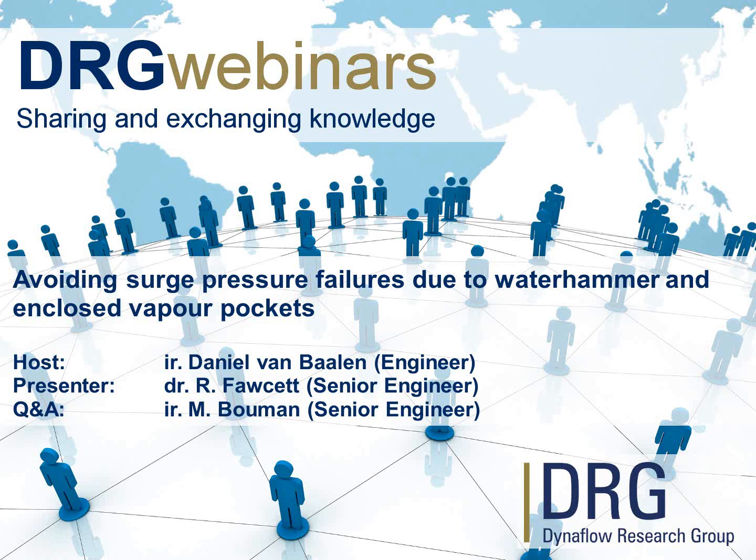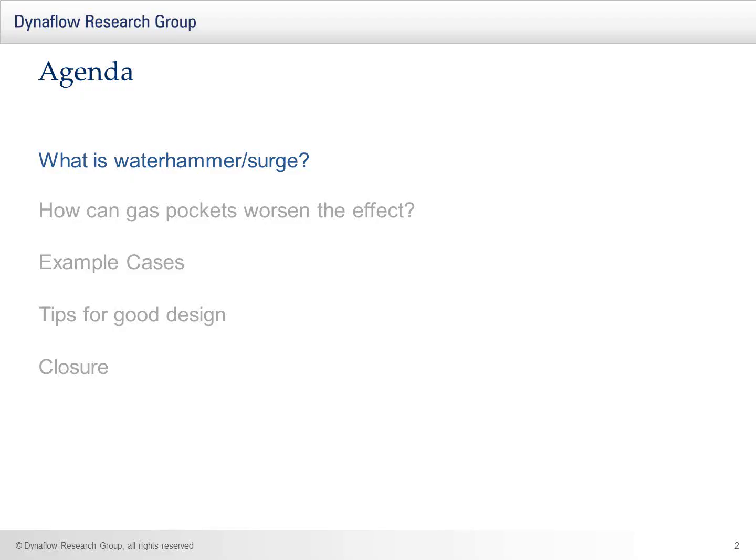And hello, and welcome to this Dynaflow webinar on avoiding surge pressure failures due to waterhammer and enclosed vapor pockets. So today what we're going to cover is, first of all, what is waterhammer or surge? Then we're going to look at how gas pockets can worsen that effect. And then based on the project experience of DRG, we're going to look at a series of example cases. We're then going to conclude with a series of tips for good design before closing the presentation.